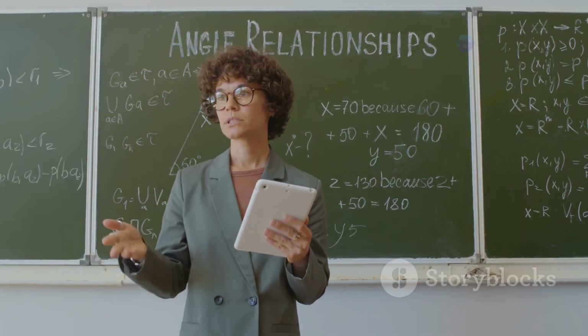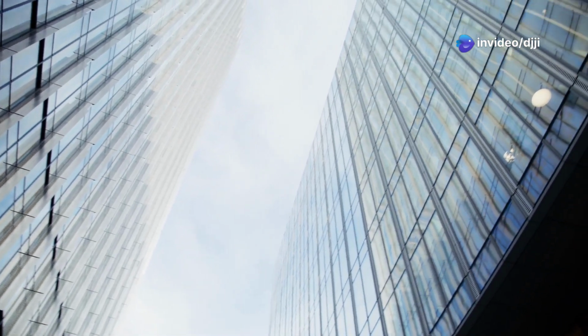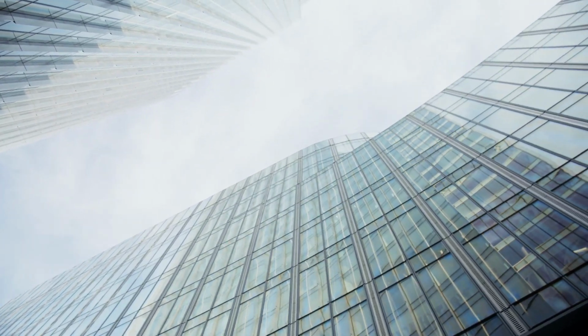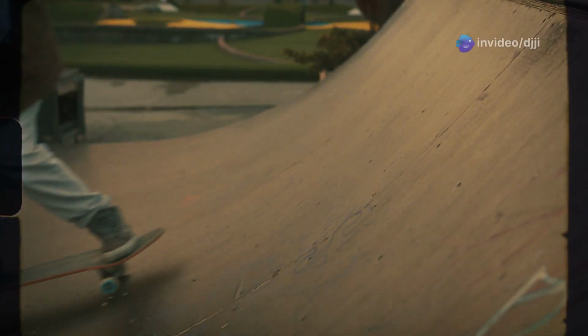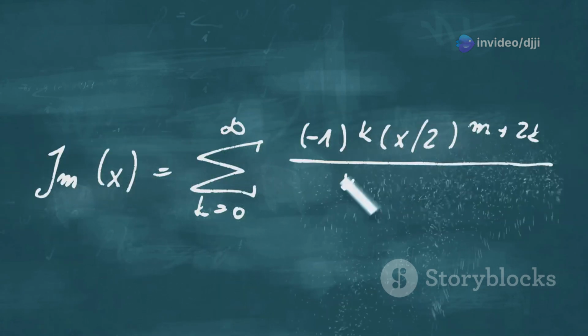You've got the angle of elevation and the angle of depression. Picture them like this. When you look up at something, it's the angle of elevation. When you look down, it's the angle of depression. And then there's the angle of inclination, which is just another way of talking about slopes or ramps. It's basically the same as the angle of elevation. Now let's put this into action with some examples.